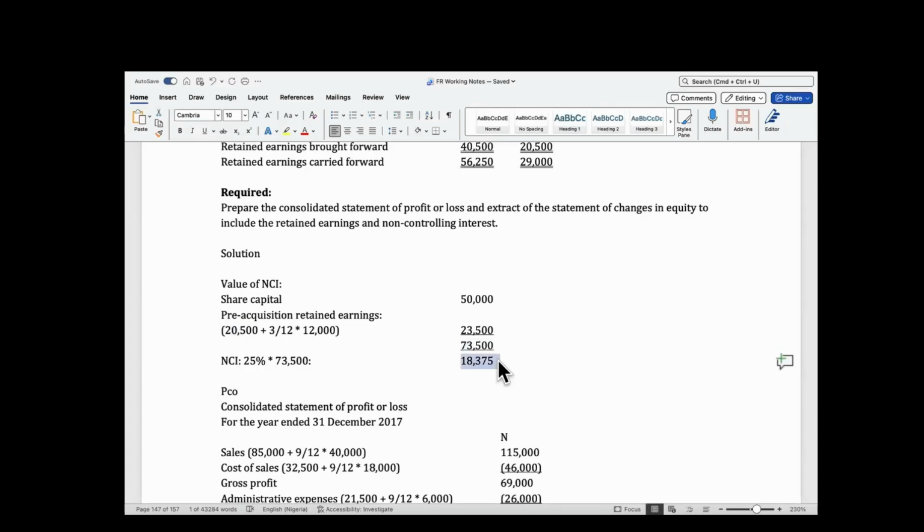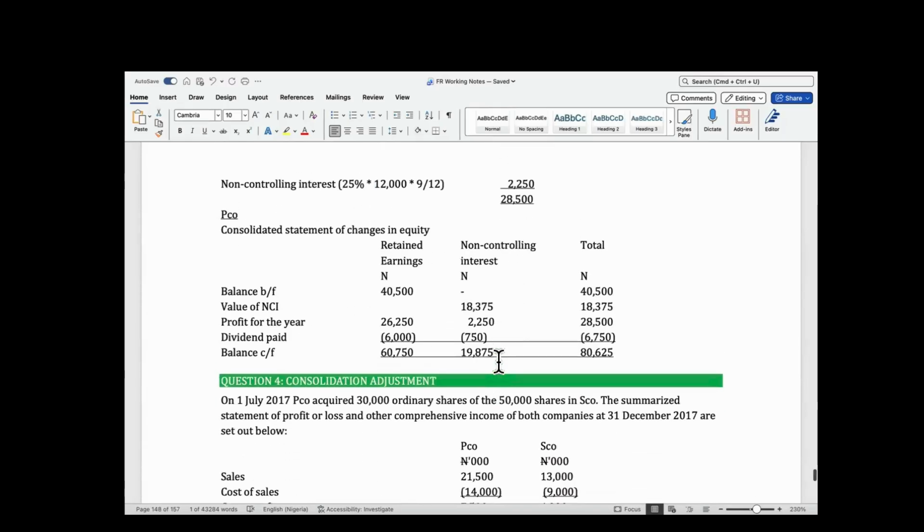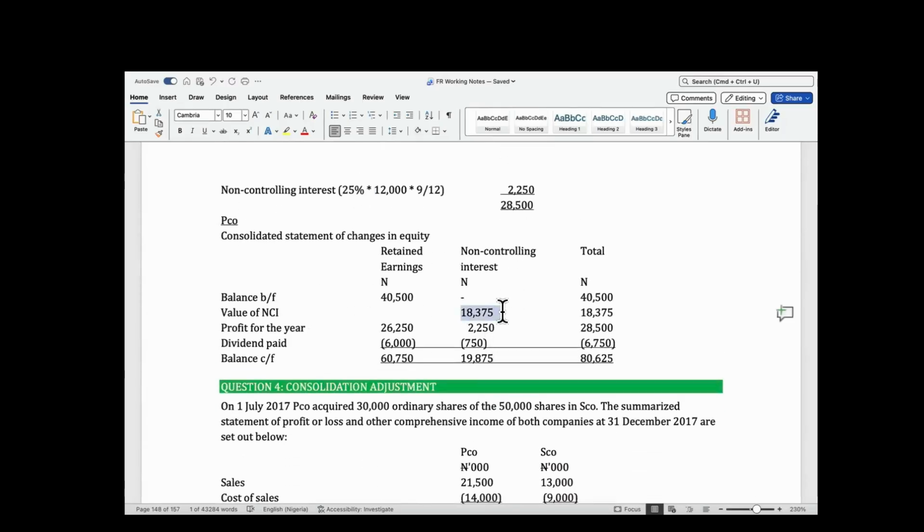You agree with me that this is exactly the same thing we do in the statement of financial position to get the value of NCI. See, this very amount is just the same, because this statement of changes in equity is going to the SOFP. So we are pretty much doing the same thing. All right. So this brings us to 19,875. And that's the end of this question. Any confusions?